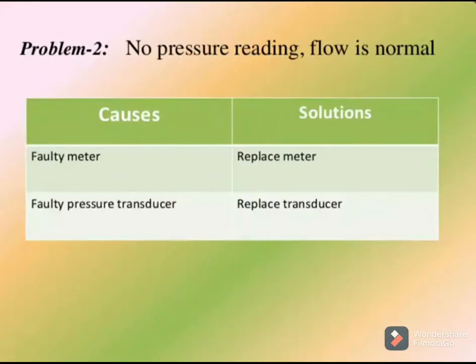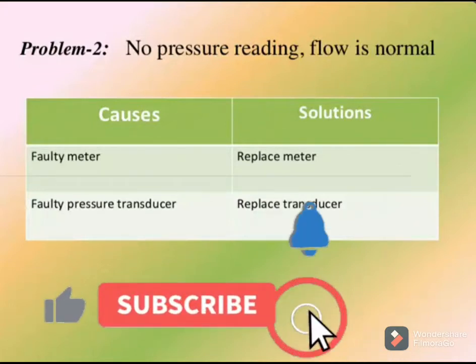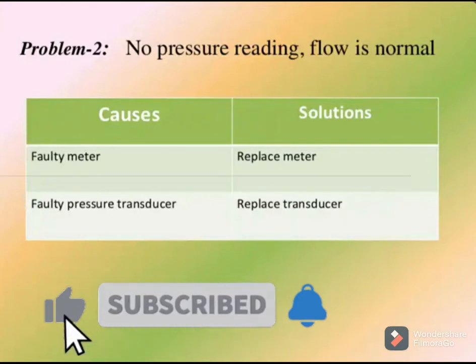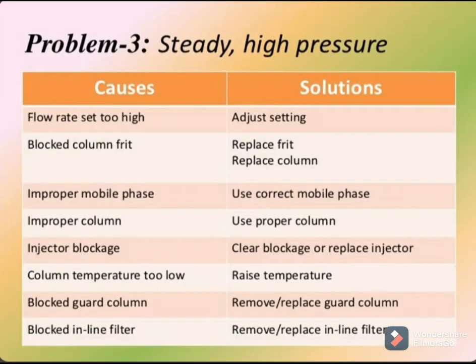Next is problem 2: no pressure reading, but flow is normal. Cause: faulty meter, replace the meter. Faulty pressure transducer, replace the transducer. Problem 3: steady high pressure. What are the major causes? Flow rate set too high, adjust the setting. Blocked column frit, replace the column. Improper mobile phase, use the correct mobile phase and use the system.